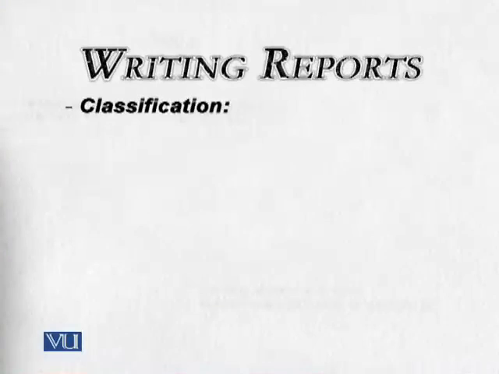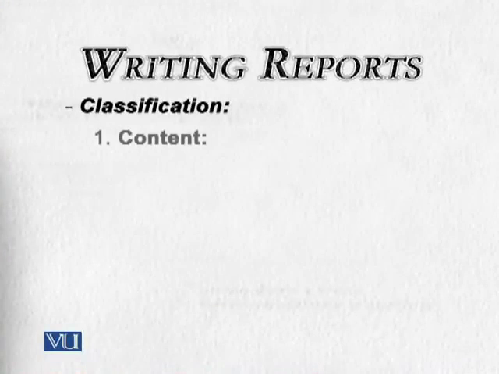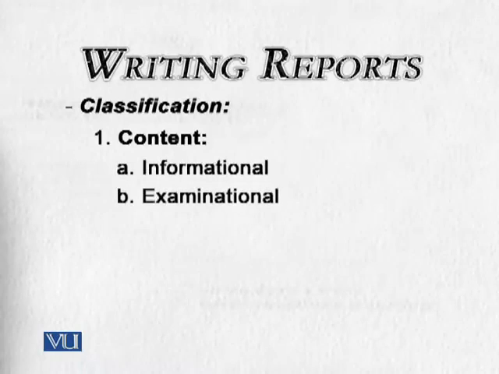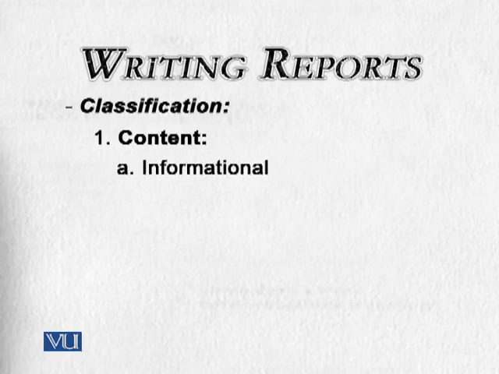Okay, now let's move towards the second classification of report. That's classification from content of the report. Here we can have 3 types, like informational reports, examinational reports, and analytical reports. Informational reports are WH reports.